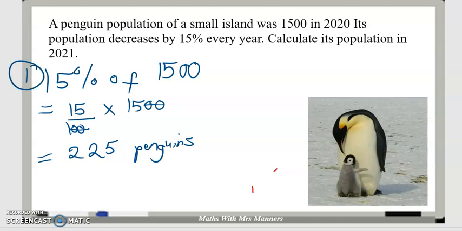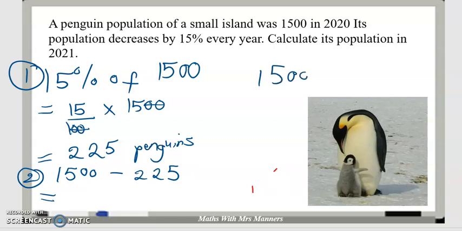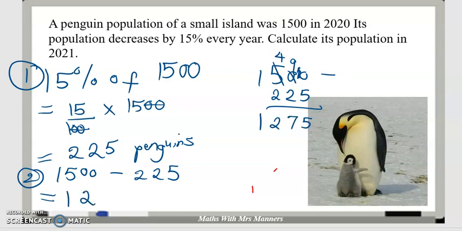That was step 1. Step 2 is to actually decrease the population. So that's 1,500 minus 225, and you can do that arithmetic on the side. Borrow here. So we're going to get 1,275, and that's exactly what we got before, 1,275 penguins. So that will be the population in 2021.